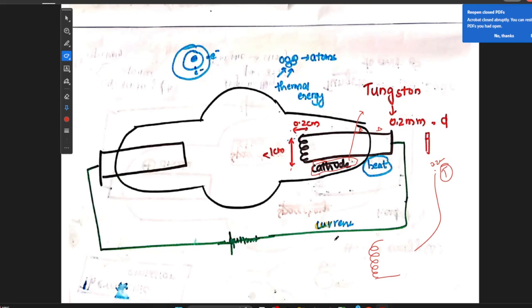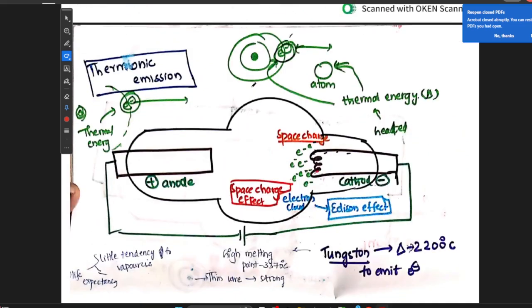Now, when this current is passed, the cathode is heated. When the cathode is heated, remember the cathode contains atoms, right? Every material contains atoms. So the cathode also contains atoms. When you are heating the filament, the filament gets heated. That means the atoms are heated. When the atoms are heated, what will happen?